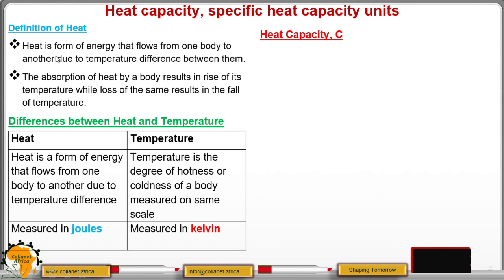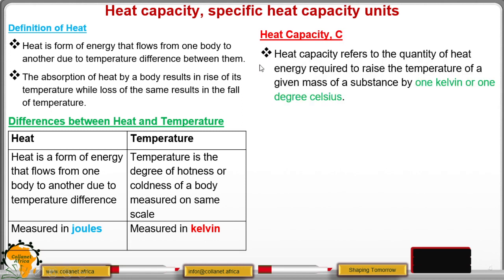Then from there, after reminding ourselves about heat, let us move to heat capacity. The symbol of heat capacity is capital C. Now, this one is defined as the quantity of heat required to raise the temperature of a given mass of a substance by 1 Kelvin or 1 degree Celsius.